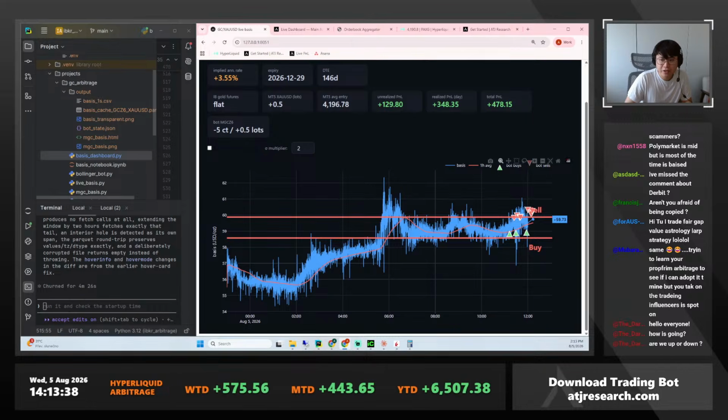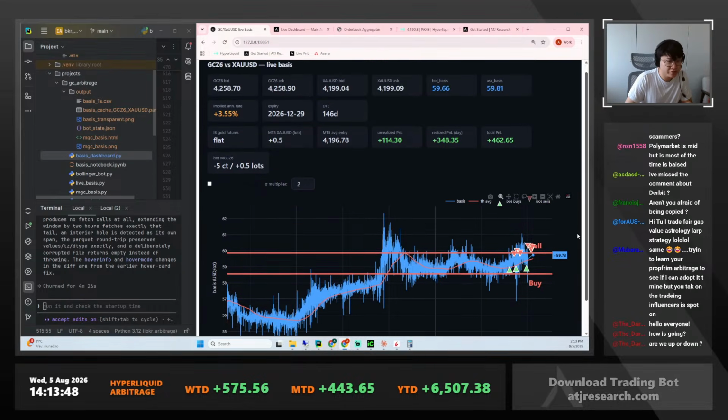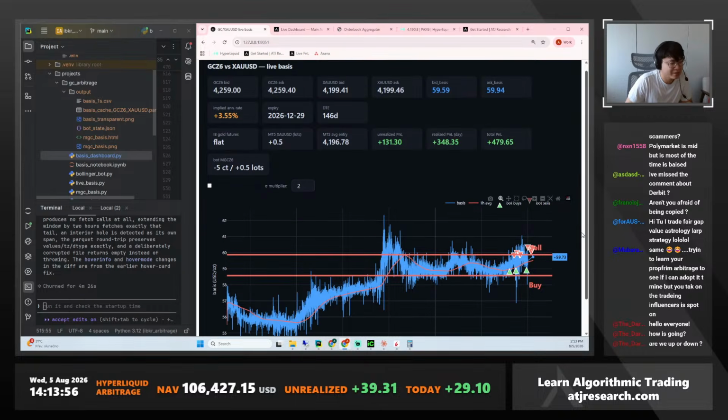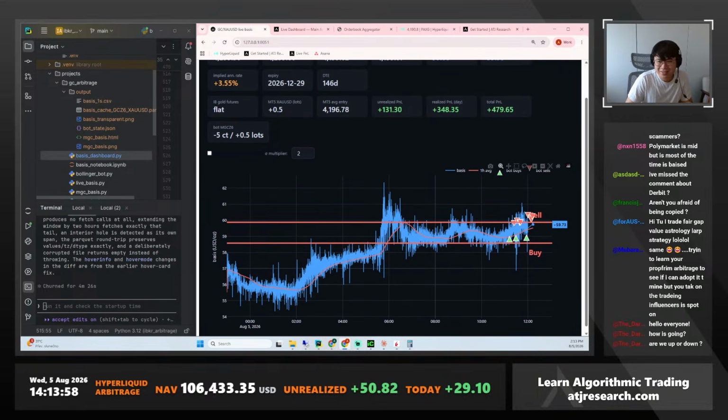I prefer gap value astrology, LARP strategy, lol. You forgot to add moon cycles in your strategy. I think that's why it doesn't work. During full moon, I can run a backtest based on moon cycles, and I can give you a profit backtest, I bet. But that's not what I'm gonna do.